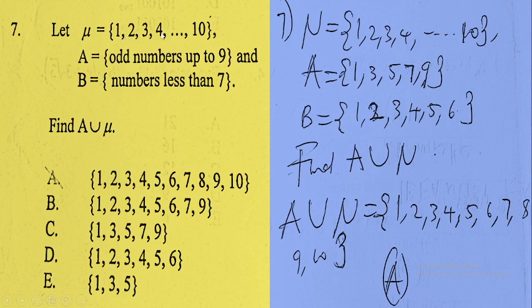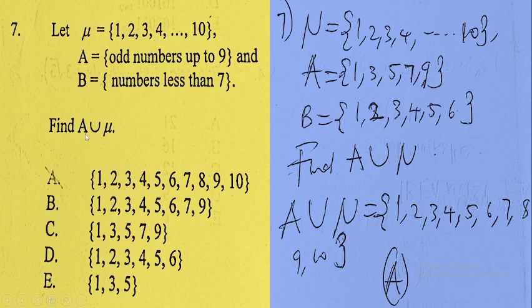Question 7 says, let the universal set have elements 1 to 10, and we have set A, which is a subset of the universal set having odd numbers up to 9, and set B, which is also a subset of the universal set having numbers less than 7. If you are to decode this, odd numbers up to 9 in the universal set are 1, 3, 5, 7, 9. All these values here are odd numbers. Also, numbers less than 7 in the universal set means you have 1 to 6.